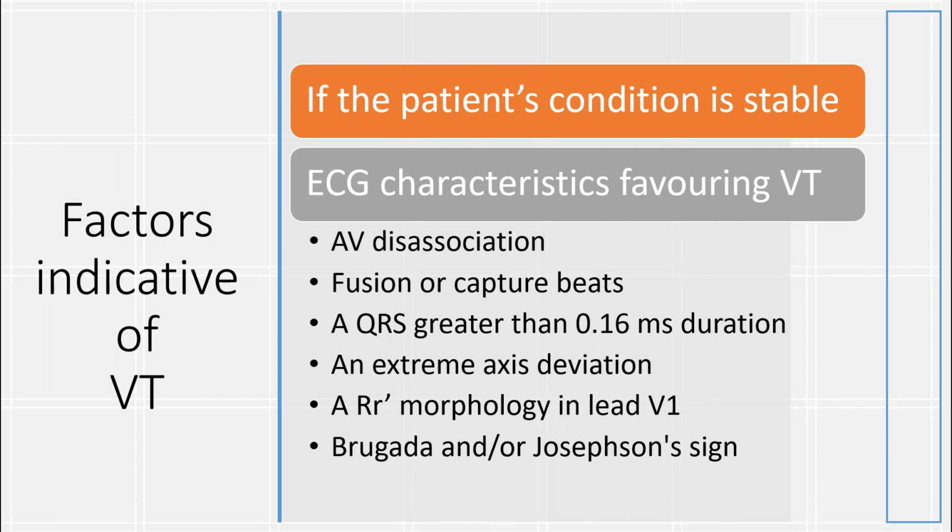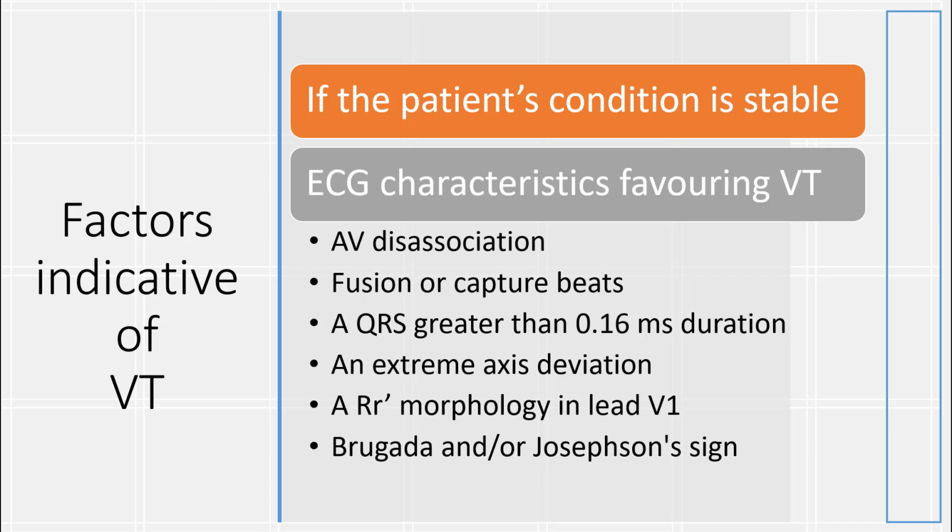The ECG characteristics that favour VT are AV dissociation, fusion or capture beats, a QRS that's greater than 0.16 of a second, an extreme axis deviation, an RR morphology in V1 where the left rabbit's ear is taller, and a Brugada or a Josephine sign. But before we go on, it's essential to acknowledge that no single tool provides 100% surety in this differentiation. Factors like unusual pacemaker sites, such as the fascicles, or the patient's already taking antiarrhythmic drugs, can confound these algorithms.